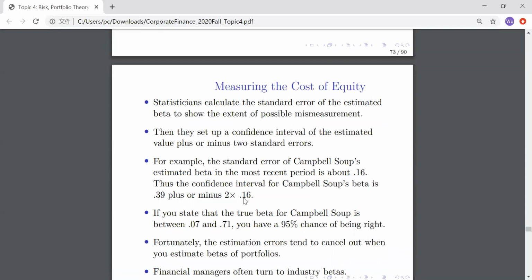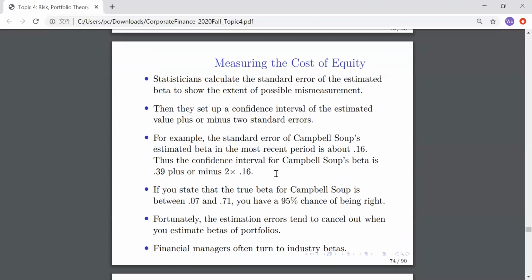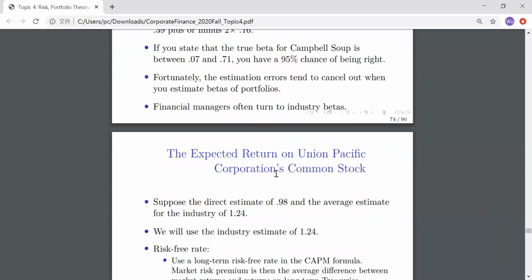And when we use the statistical model to estimate this beta, we also calculate the standard error of the estimated beta to show the extent of possible mismeasurement. For example, they also set up a confidence interval. So this part I will talk about next time, because it involves a couple of statistical concepts like what is the regression model. But basically, it tells you how good the model is. It tells you how confident you are about your model estimates. So let's skip this for a little bit.